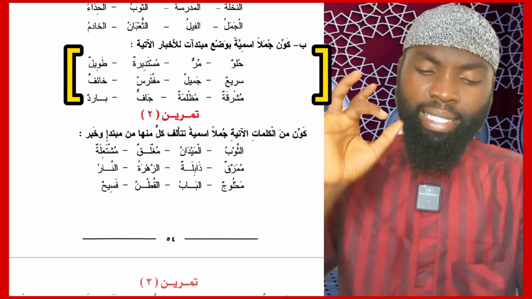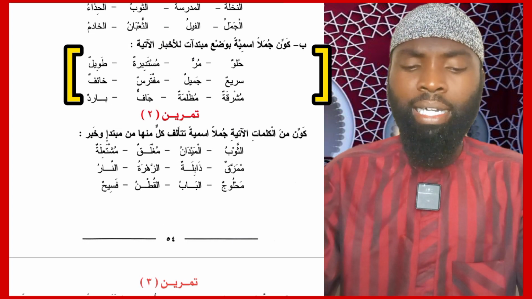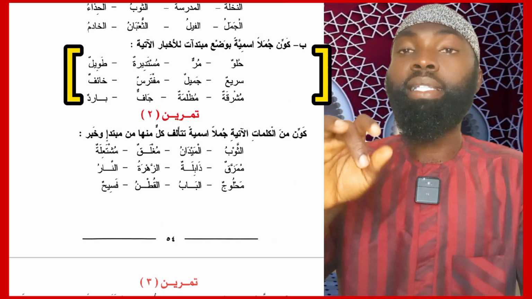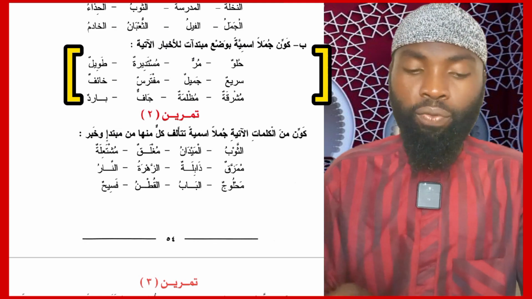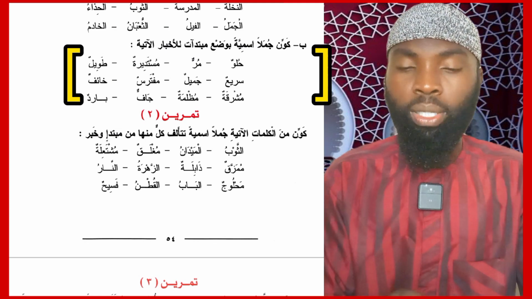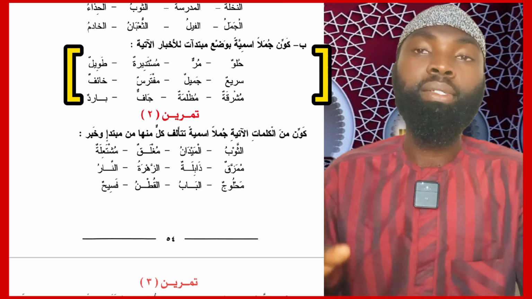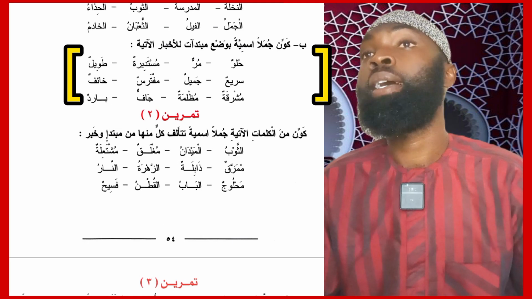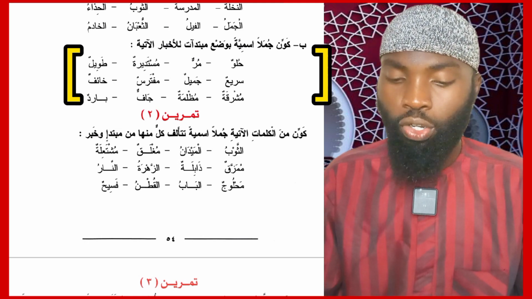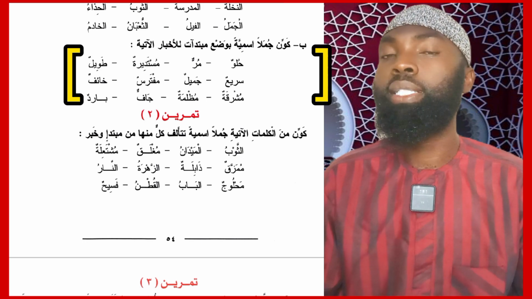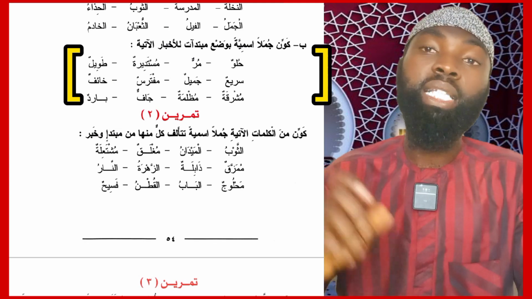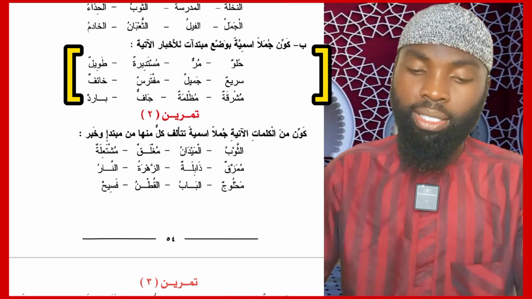Form 5 nominal sentences biwadi'i mubtada'atin al-akhbar al-atiyah, by attaching subject nouns to the following predicates. All of these words are predicates. Each of them requires a mubtada, that is a subject noun. The first we have hulun, which is sweet. We can say as-sukaru hulun. The sugar is sweet, so as-sukaru is serving as the mubtada to hulun, which is the khabar.